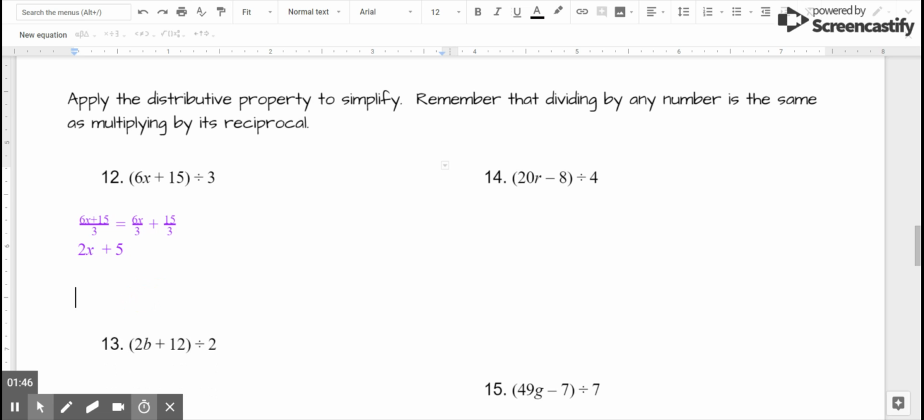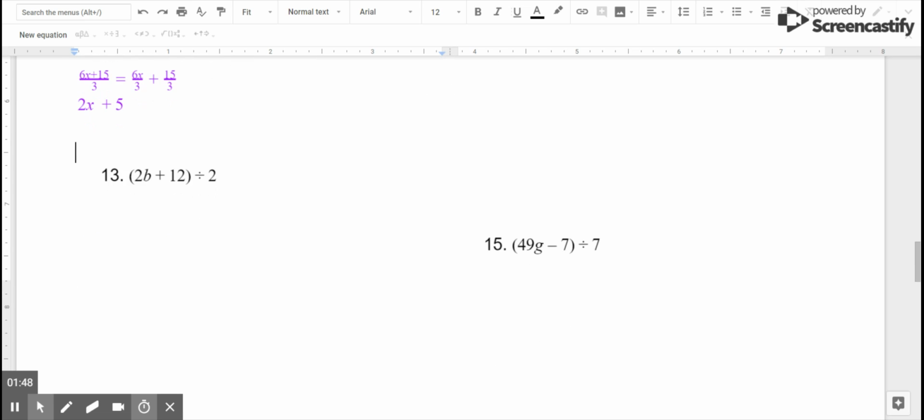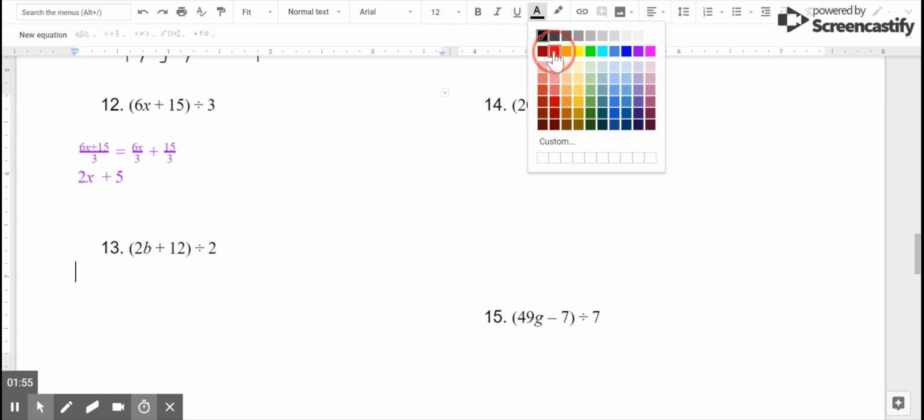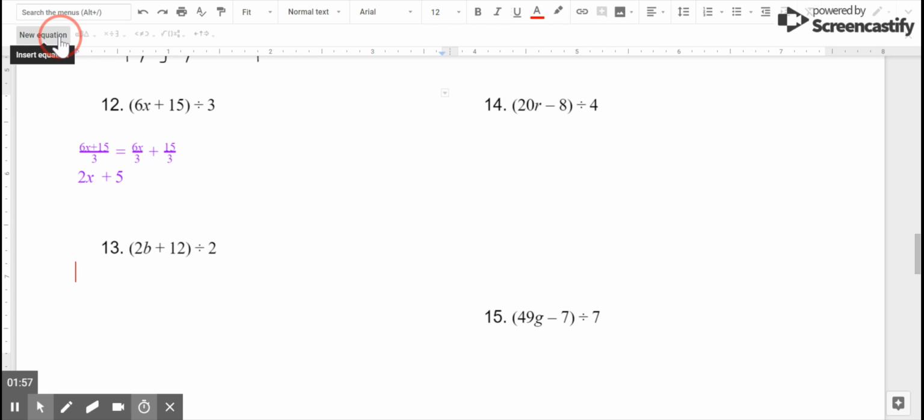Let's take a look at number 13, and see if we can apply the same strategy here. Number 13 says 2b plus 12 divided by 2. When I rewrite this as a fraction, I'm going to write the whole numerator, 2b plus 12, divided by 2. So 2 goes in the denominator.